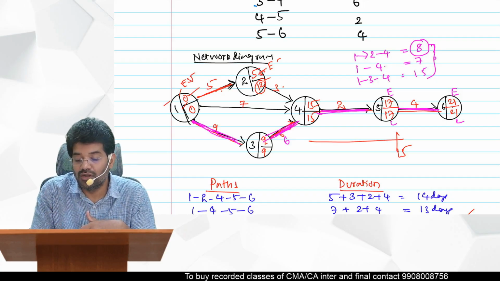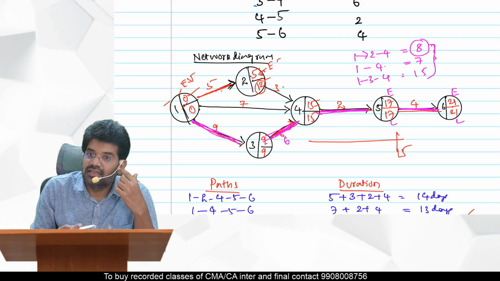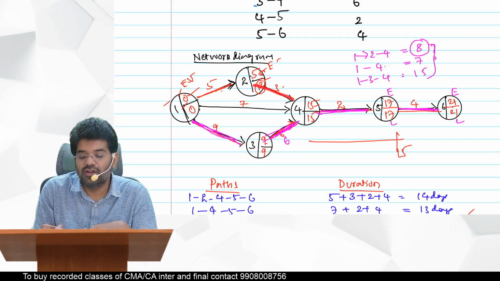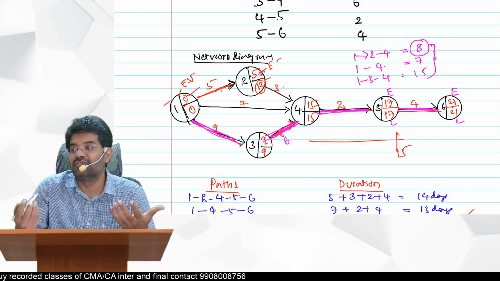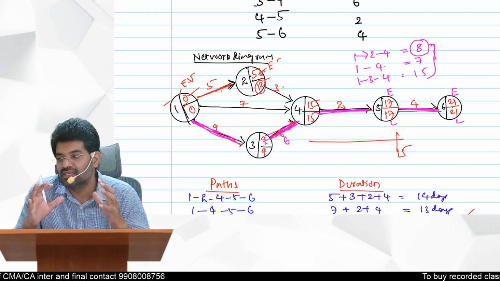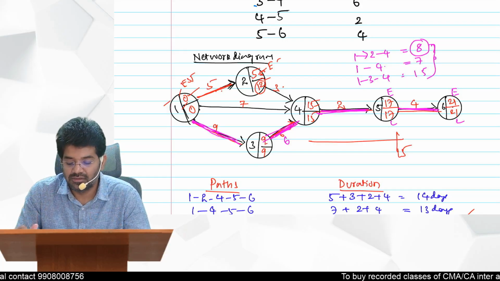But what about 1 to 2? 1 to 2 also had a float of 7 days. But if that is utilized, that will affect my 2 to 4, or not? That 7 days I can call interfering float. It doesn't have any free float. That 7 days is not a free float, that is interfering float. I hope you understood the logic now.